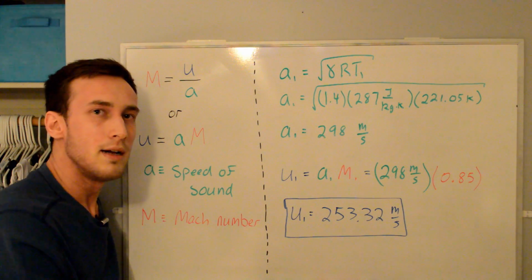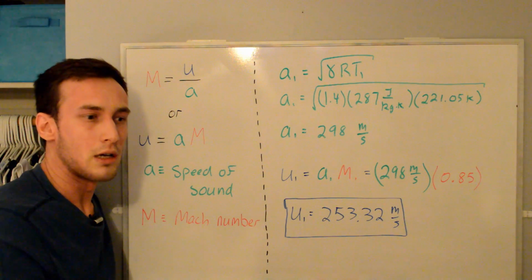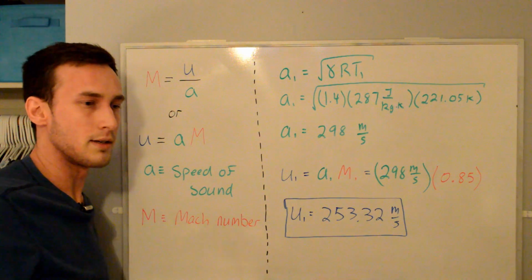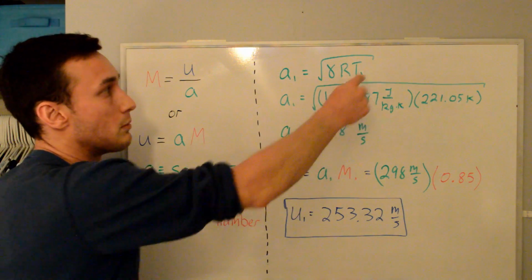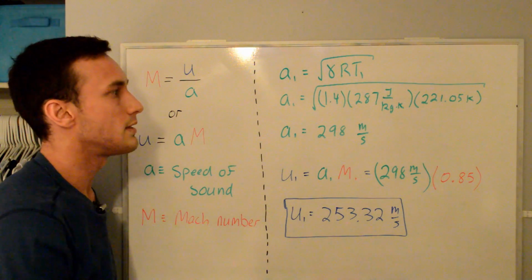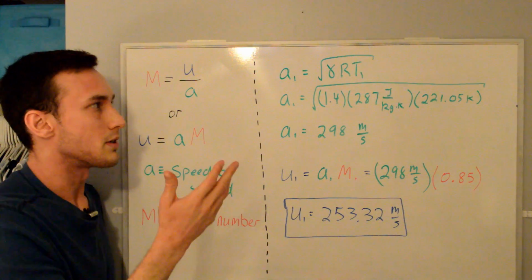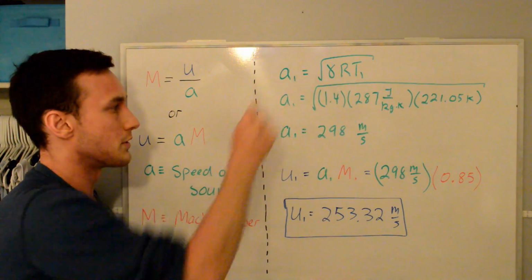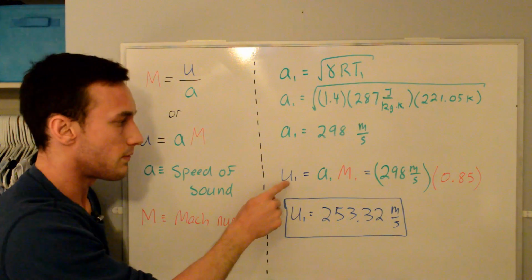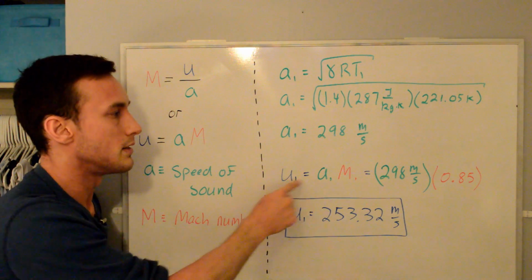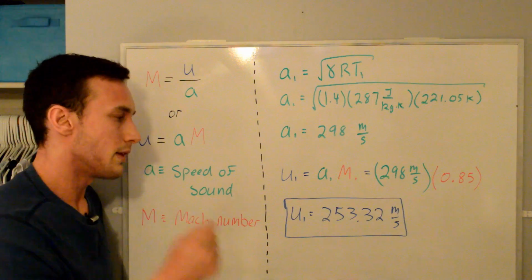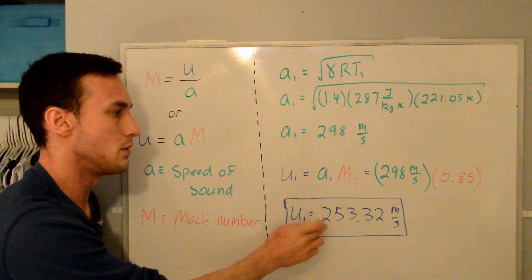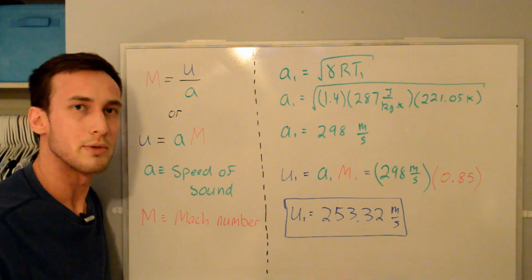You'll note that this is actually less than the speed of sound down here at sea level, which is usually about 340 meters per second. You can see that's definitely because the temperature T1 has decreased, and so that decreases the speed of sound. So if we solve for the flight velocity, U1 is equal to A1 times M1, 298 meters per second times 0.85, we get that the flight velocity at the inlet of the diffuser is 253.32 meters per second.